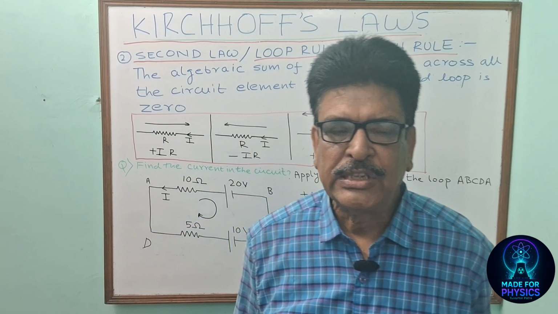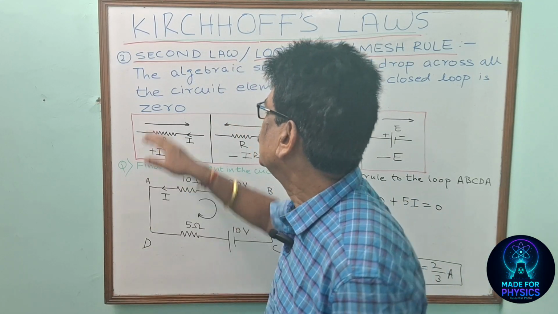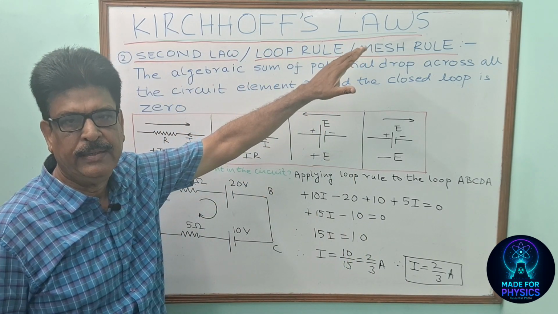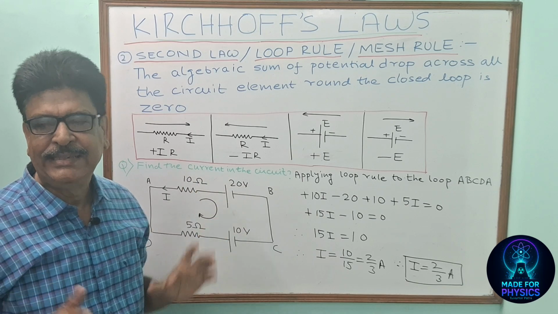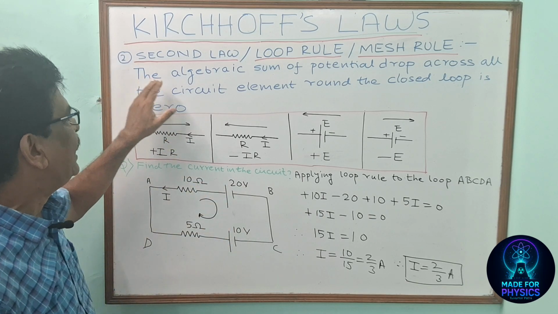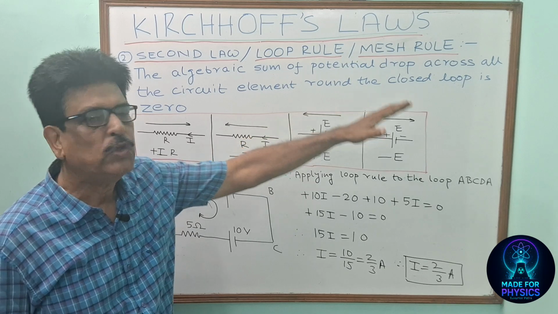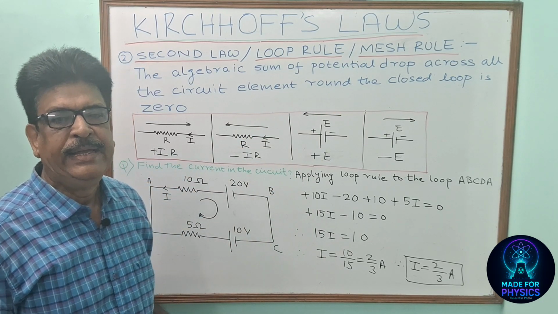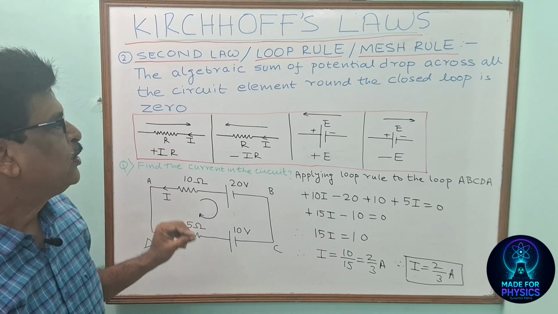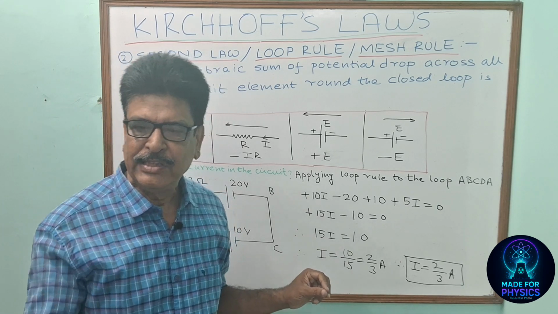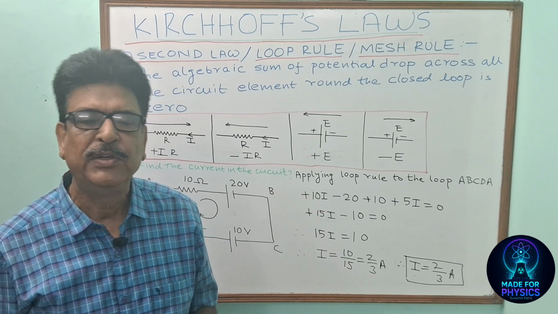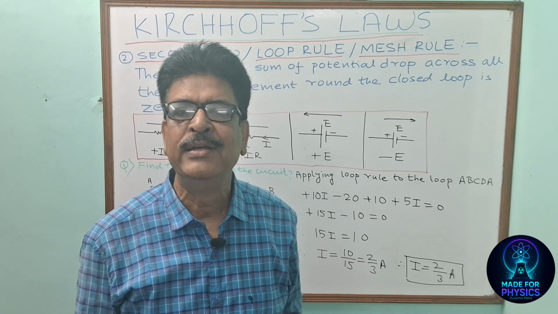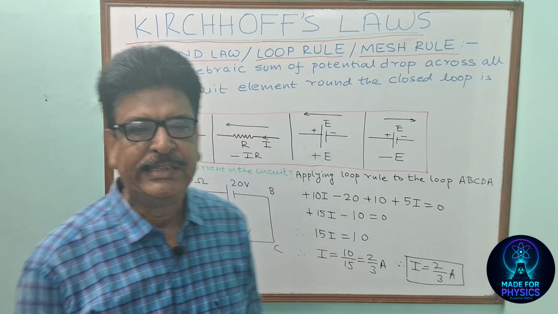Now we are going to discuss Kirchhoff's second law. This second law is also said to be the loop rule or mesh rule. और इस रूल को कुछ ऐसा स्टेट किया जाता है. The algebraic sum of potential drop across all the circuit elements round a closed loop is 0. Here we normally come across two circuit elements, that is a resistor or a cell. Besides this you can have capacitor, inductor, anything, but for the time being we will be concentrating only on resistor and cell.